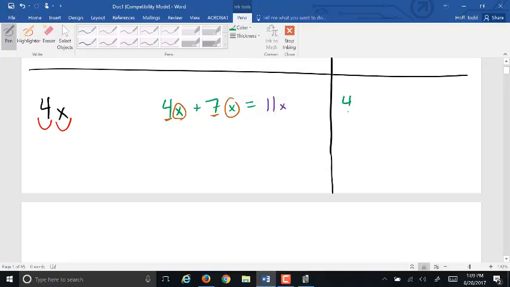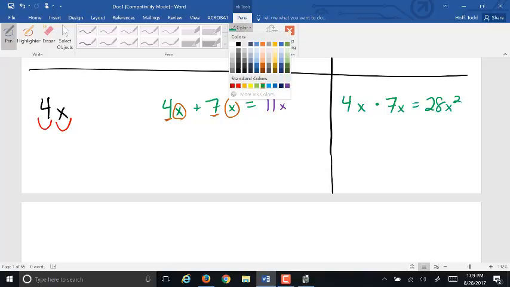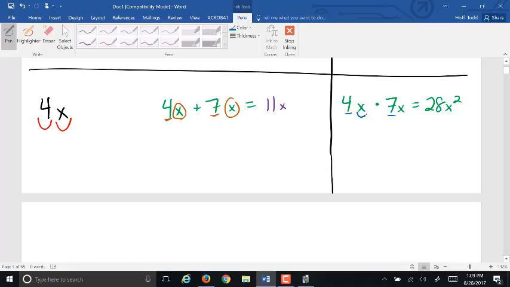If we had been multiplying 4x times 7x, what would we get? 28x squared, very good. When we multiply, we combine the numbers, 4 times 7 is 28, but we also combine the names. So just like inches times inches became inches squared, x times x becomes x squared.